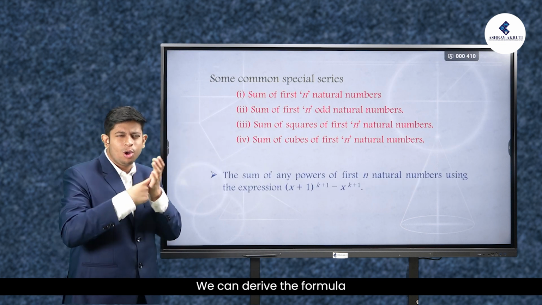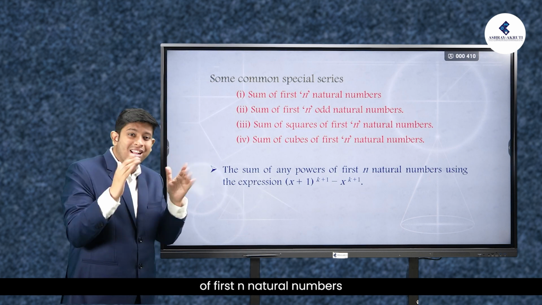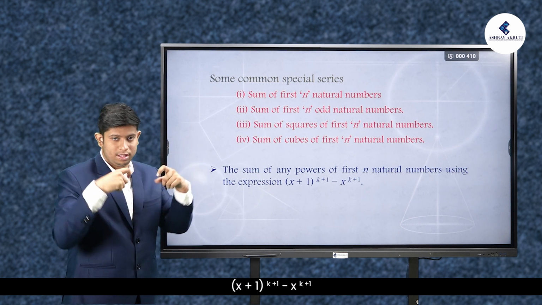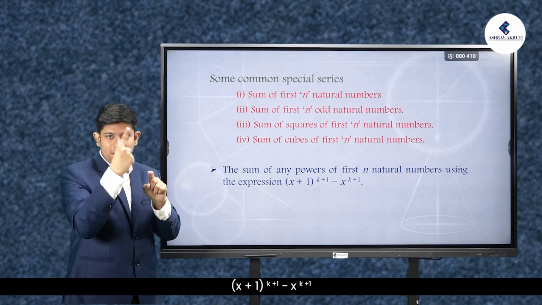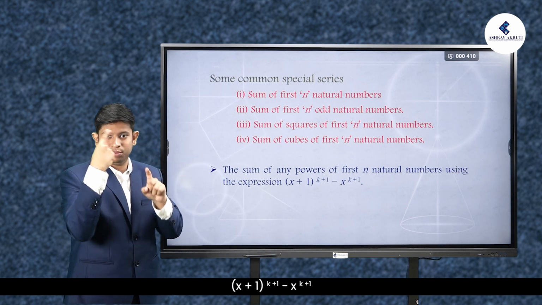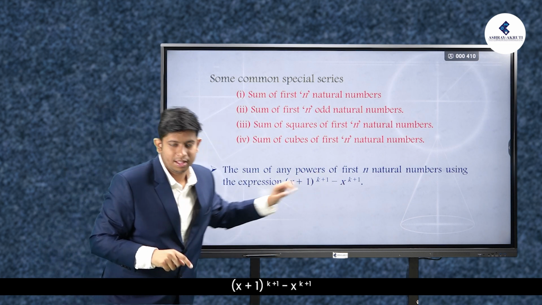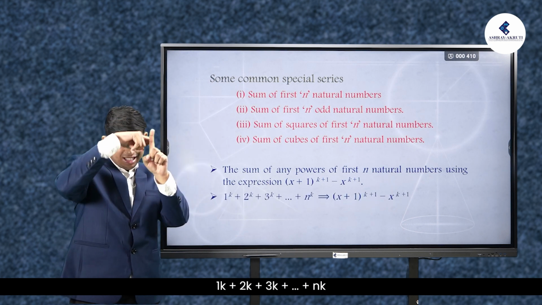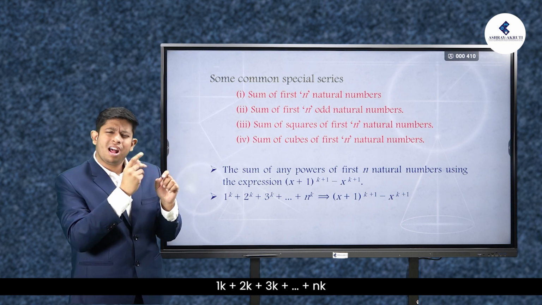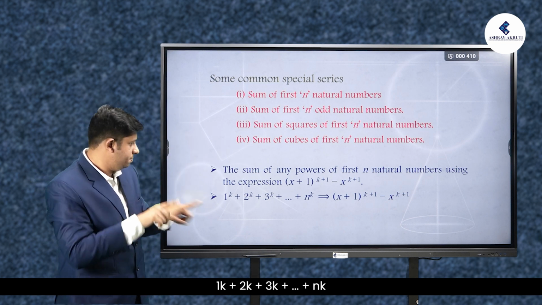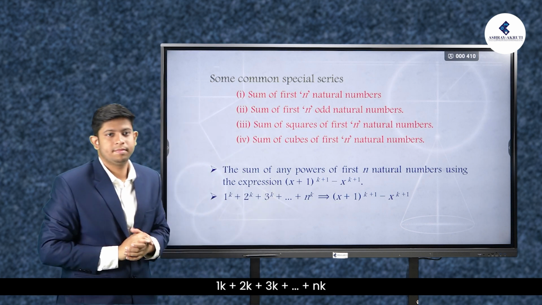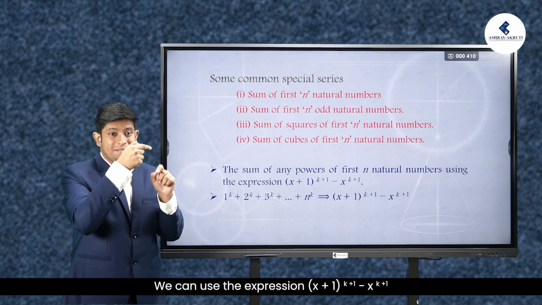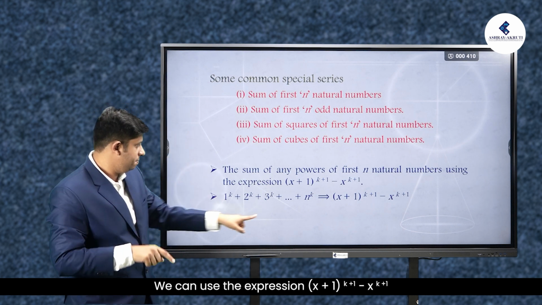We can derive the formula for the sum of any powers of first n natural numbers using the expression (x plus 1) power k plus 1 minus x power k plus 1. That is to find 1 power k plus 2 power k plus 3 power k plus so on plus n power k. We can use the expression (x plus 1) whole power k plus 1 minus x power k plus 1.